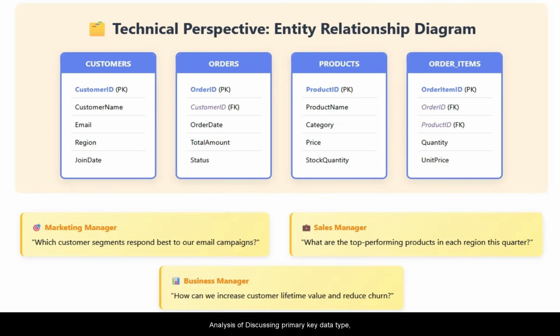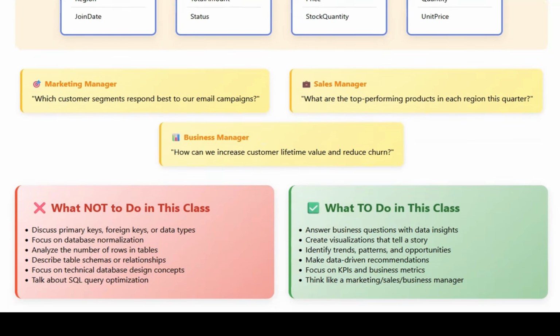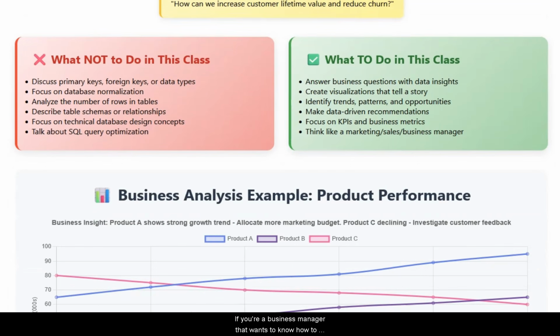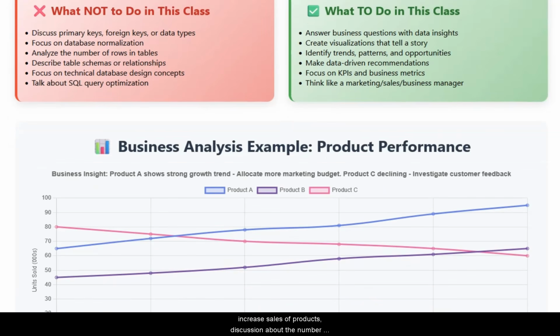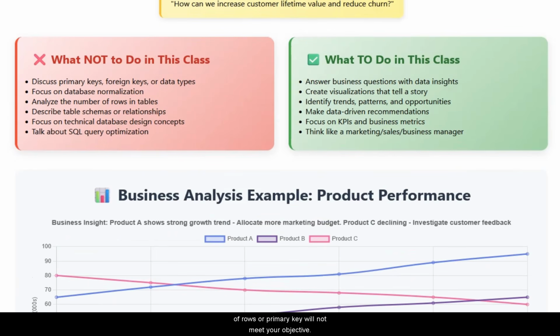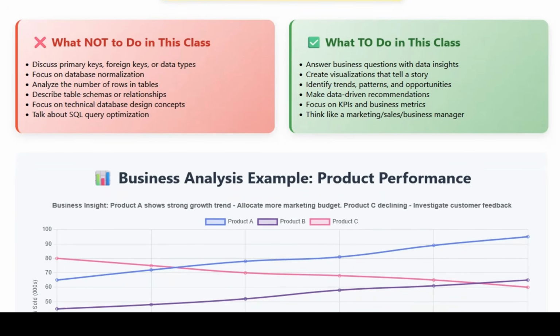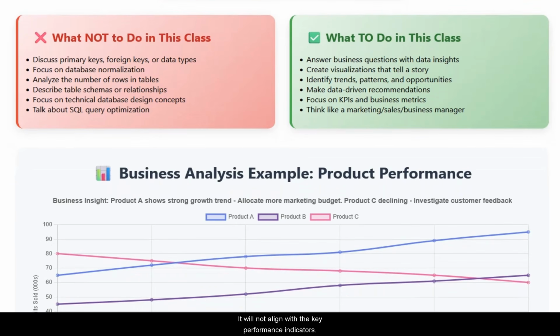Analysis discussing primary key, data type, secondary key, and other database design concepts will not meet the rubric criteria in this class. In this class, put yourself in the seat of a marketing manager or a sales manager or a business manager. Now think about this. If you're a business manager that wants to know how to increase sales of products, discussion about the number of rows or primary key will not meet your objective. It will not align with the key performance indicators.